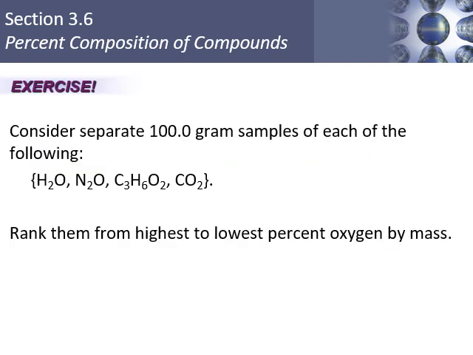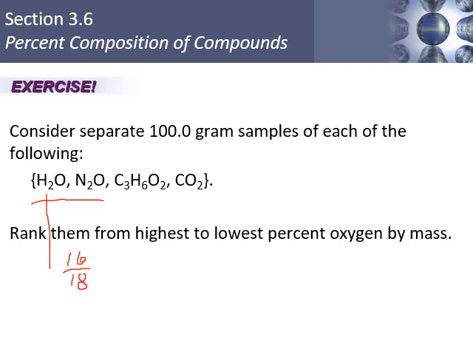All right, so consider separate 100 gram samples of each of the following: H2O, N2O, C3H6O2, and CO2. Rank them from highest to lowest by percent by mass of oxygen. So here we can just look at this first one and see that oxygen is almost all of the mass of water, because oxygen is 16 and water is 18. So that's 16 divided by 18, which reduces to 8/9, which is like 88% of water made up of oxygen.